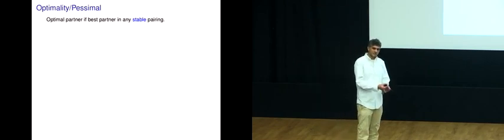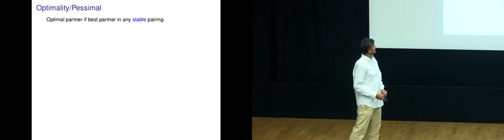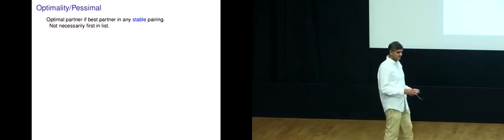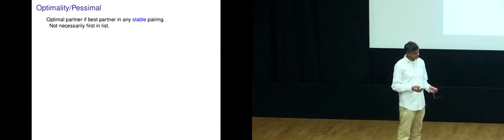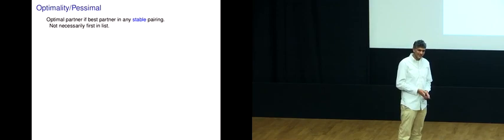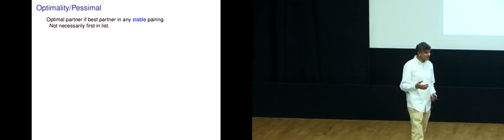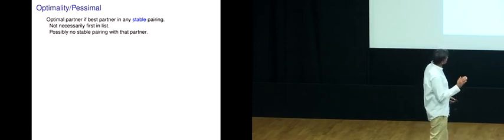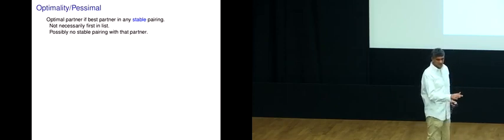So the optimal partner: it's getting my intuition into a form I can make a clean argument. Optimal partner means the best partner in any stable pairing. It's not necessarily the first in the list. That's not what it means. We're going to ask this question in the midterm, maybe. I don't know. Something's on the midterm. But optimal partner doesn't mean the first on your list, because there may not be a stable pairing where you are paired with that partner.